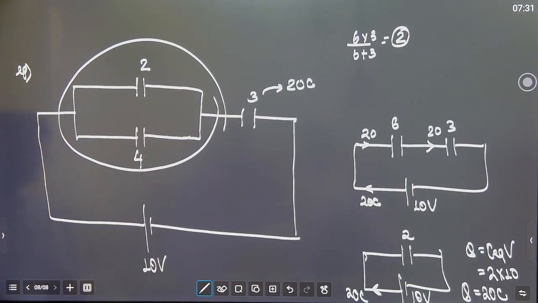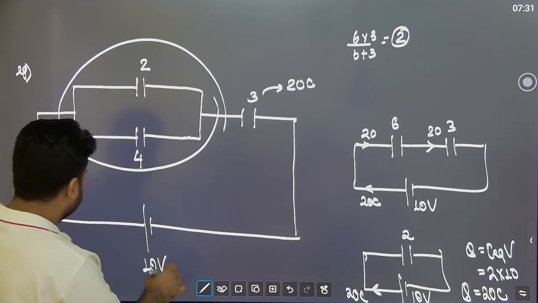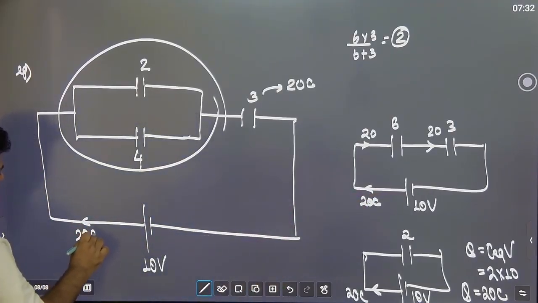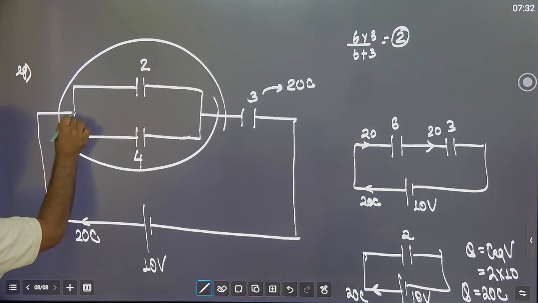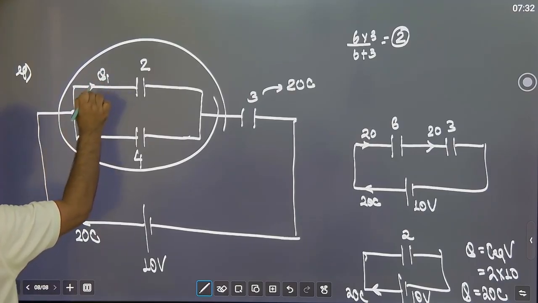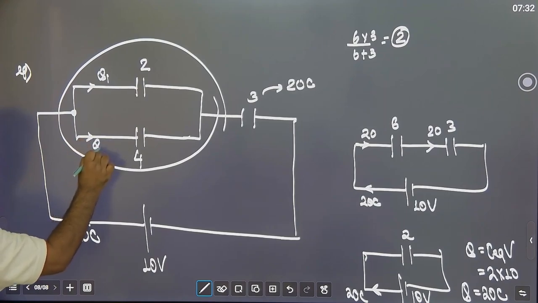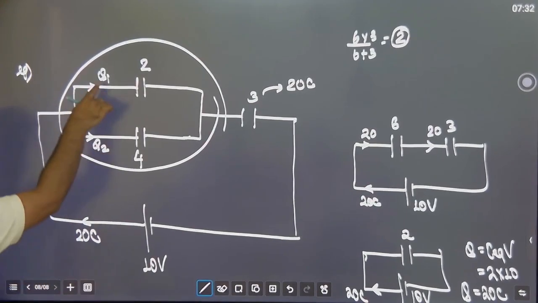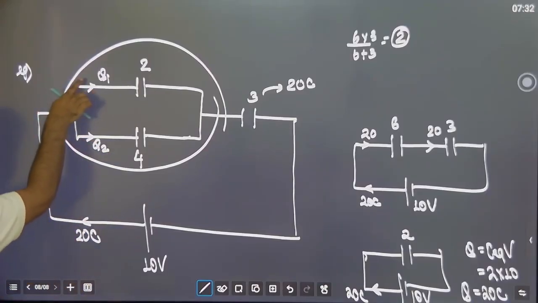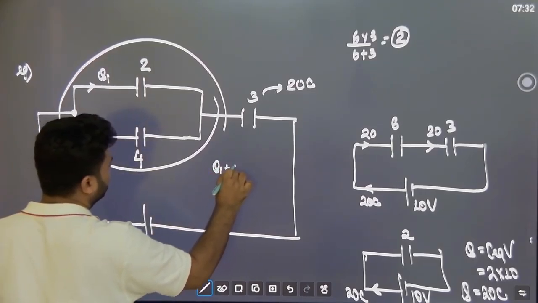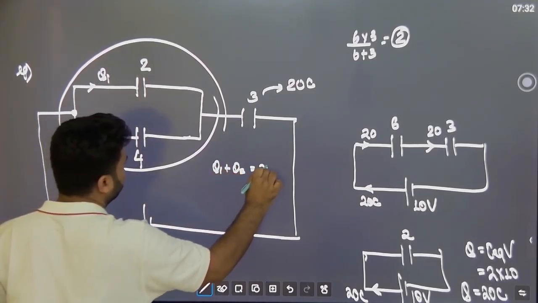Means, see here, this 20 coulomb charge from the battery was 20 coulomb, na? It reached here. Some charge will flow here, suppose this is Q1. Some charge will go there, this is Q2. Now we know that this Q1 plus Q2 should be 20. Out of 20, some is going in this branch, some is going in this branch. What we can write? Q1 plus Q2 equals to 20.